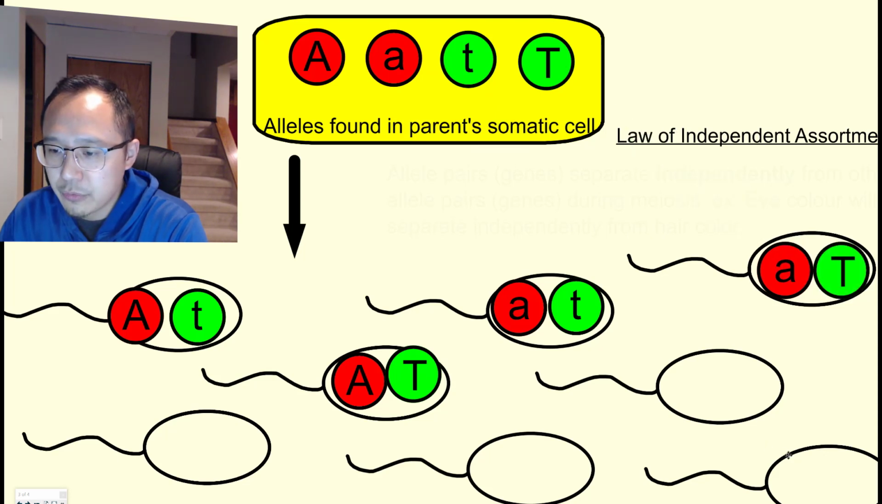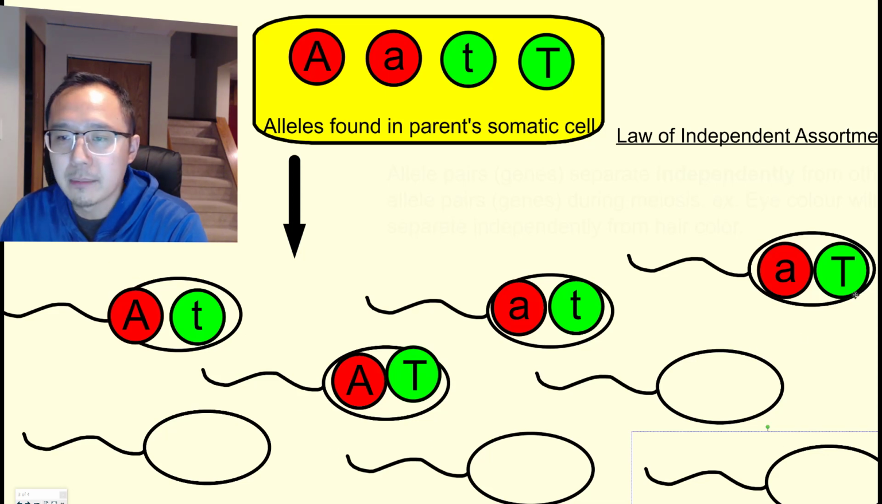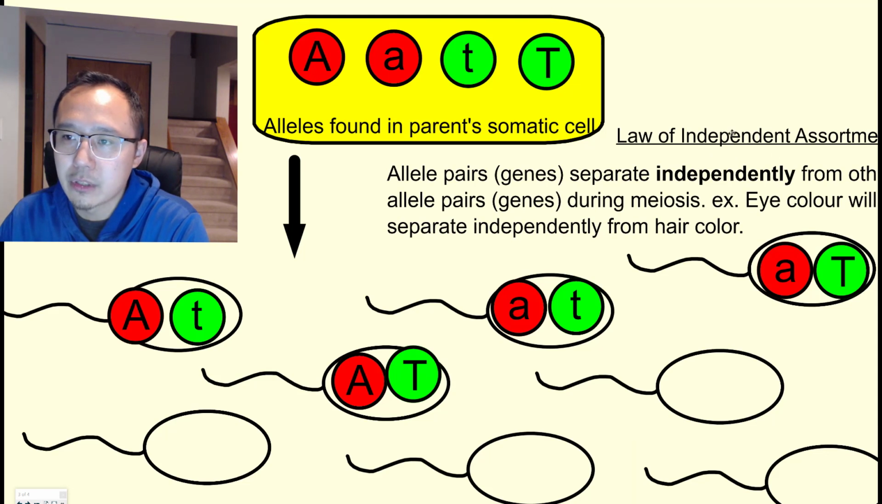We don't have to fill in these other sperm cells because I have covered all the possibilities of my allele pairs based on the law of independent assortment. So what that means is that the allele pairs will separate independently. Again, this is an allele pair.